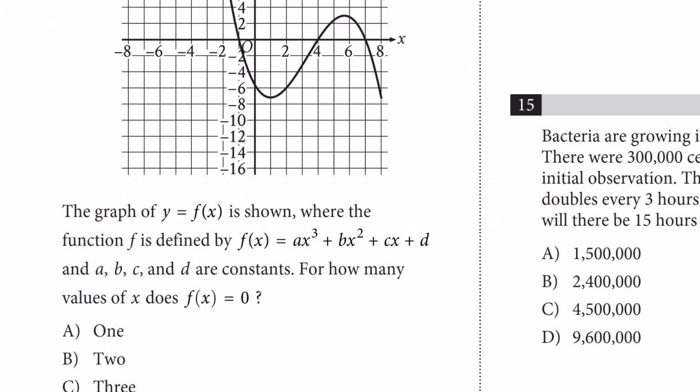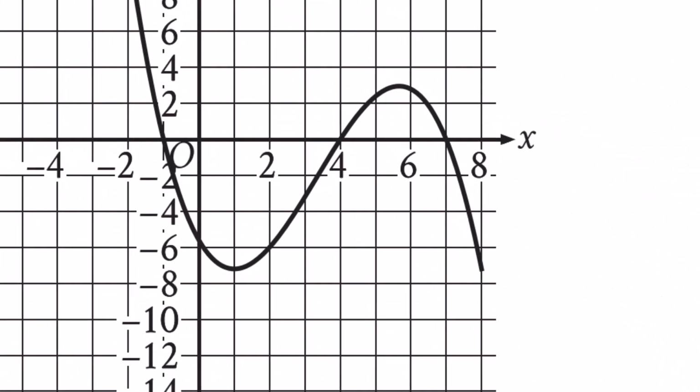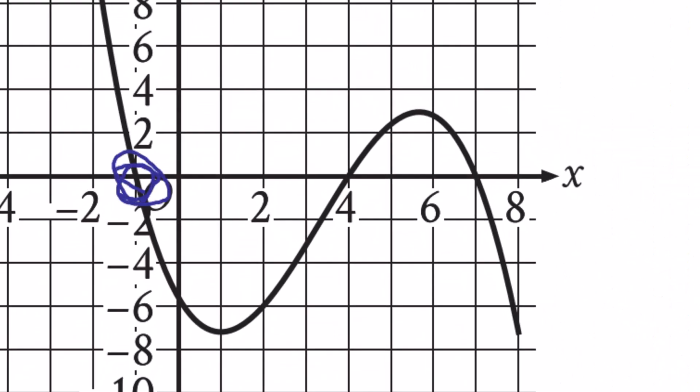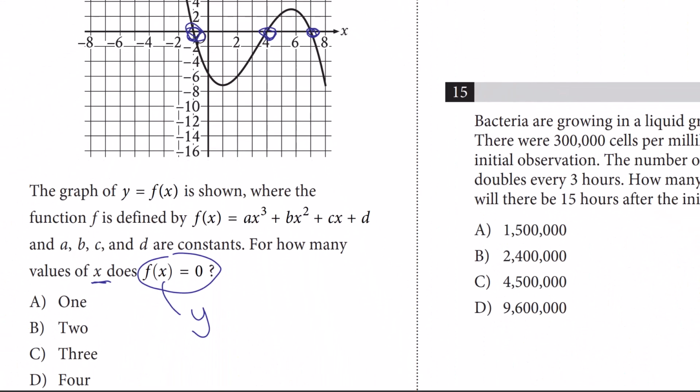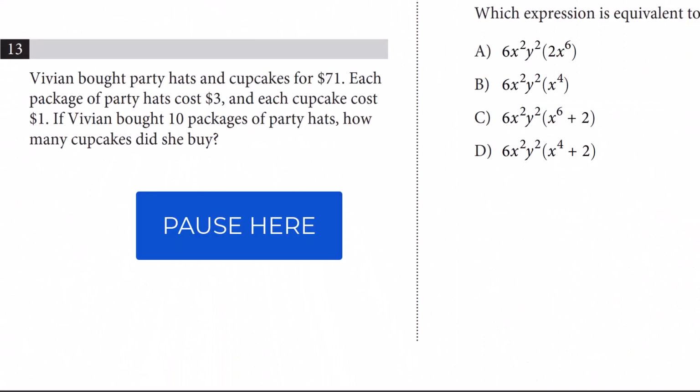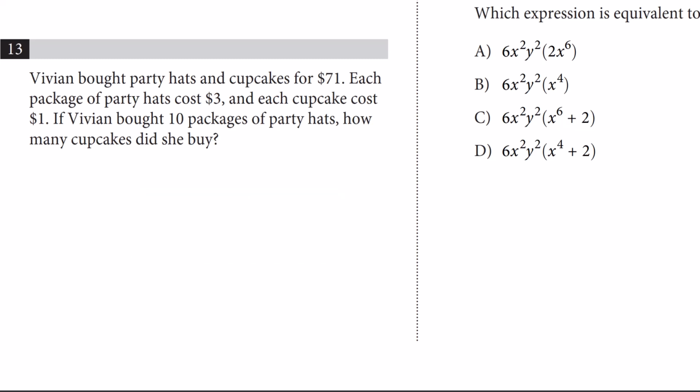For how many values of x does f of x equal 0? F of x means the y value. Not as complicated as it sounds. So looking at it, we have a y of 0 there, a y of 0 there, and another y of 0 there. So it's going to intersect the x-axis 3 different times. C. Question 13. Go ahead and pause the video and work it out.